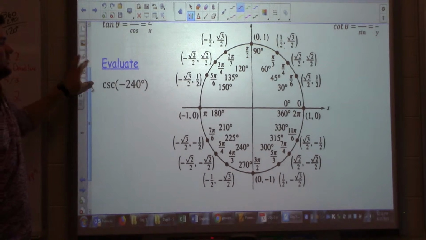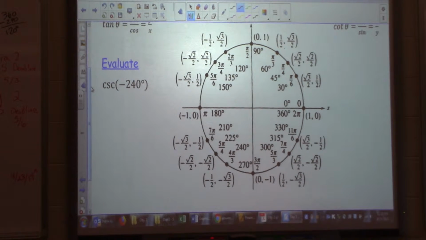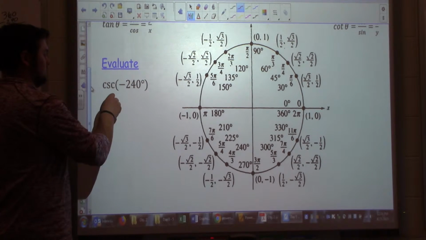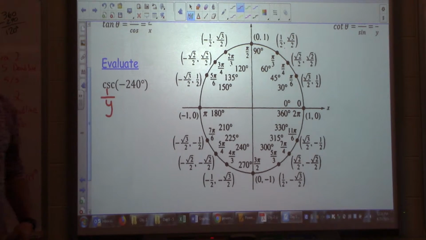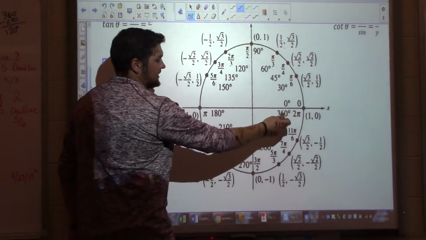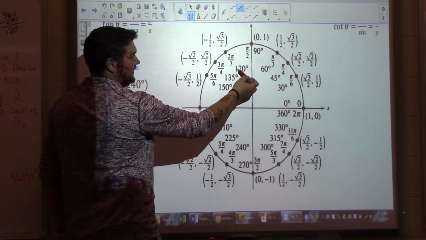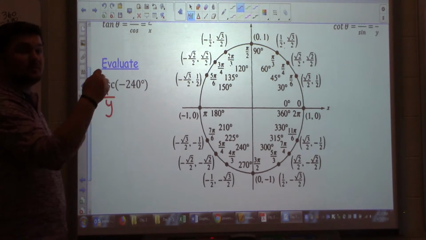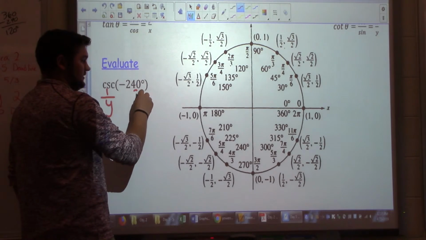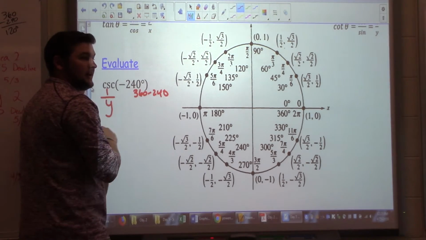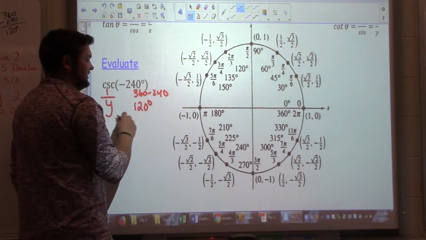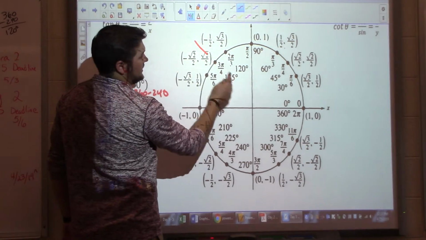Cosecant of negative 240 degrees. Okay, cosecant theta on top of our unit circle is equal to what in terms of x and y? 1 over y. Negative 240 degrees, once again, we don't have negative values. You could start at 360 and subtract 240 off, and it'll put you at 120. That's the same as doing 360 minus 240, because I want the positive angle measure. I get 120 degrees. So cosecant at 120 degrees.